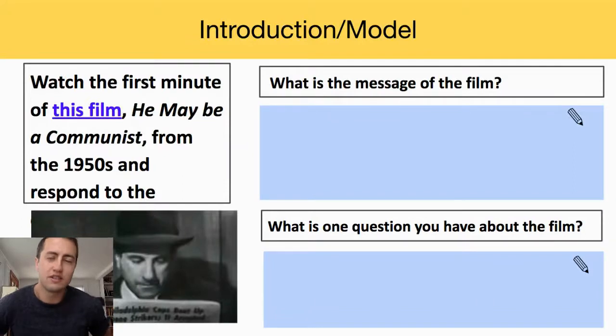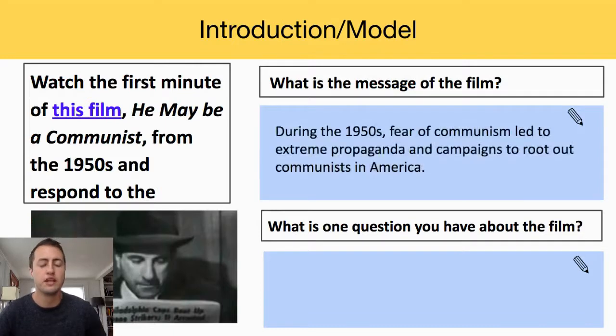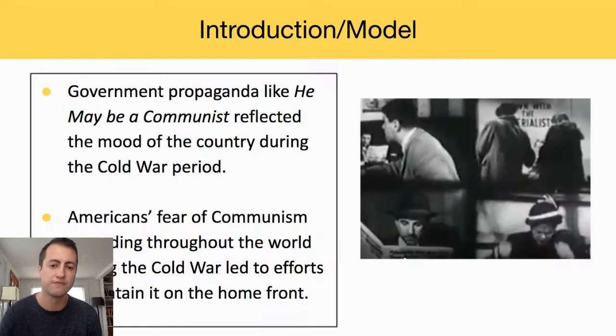It starts off with this very interesting film, which is a modern film, but includes a PSA or propaganda from the 1950s about communism. And so as you're watching, there's a few messages in the film, but it's about the fear of communism and extreme propaganda and how it was used to root out communists in America. Of course, students would have a lot of different questions about the film, so give space for that, and maybe you can answer some or have students try and answer each other's.